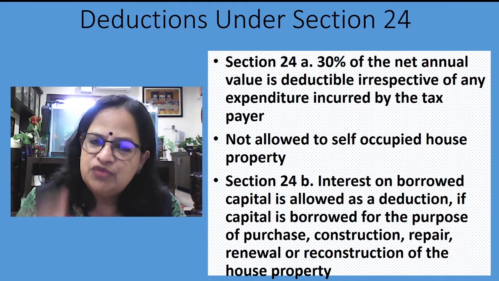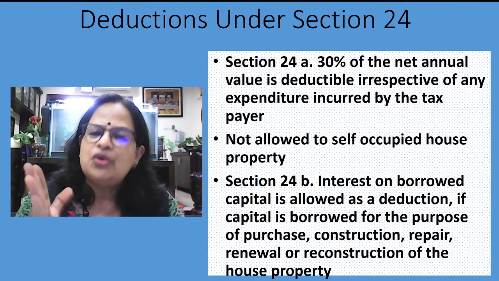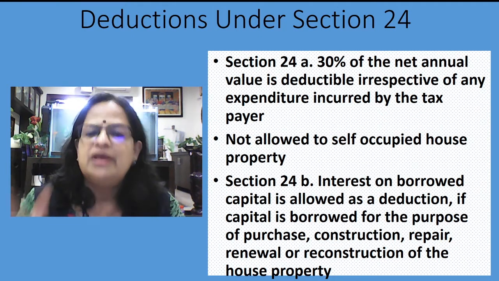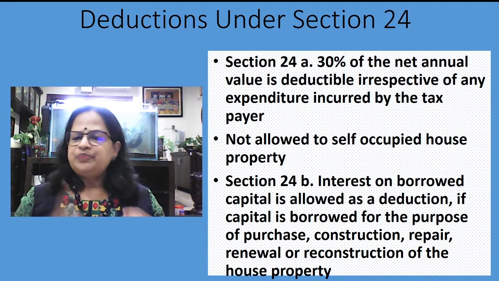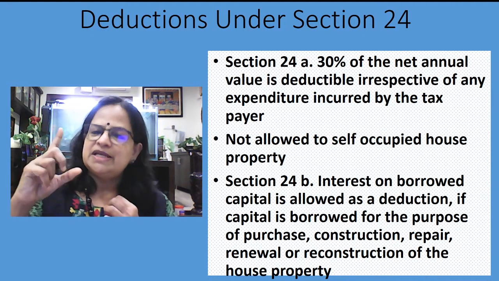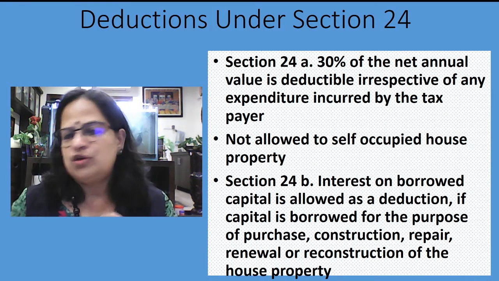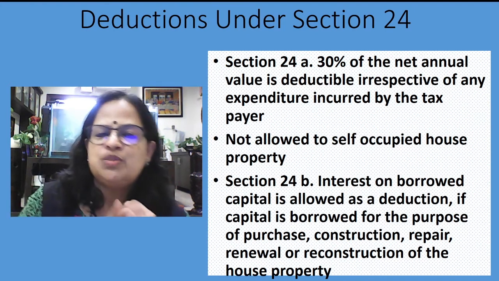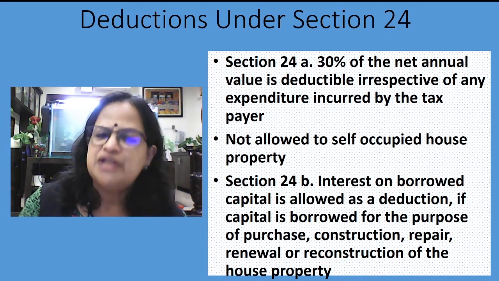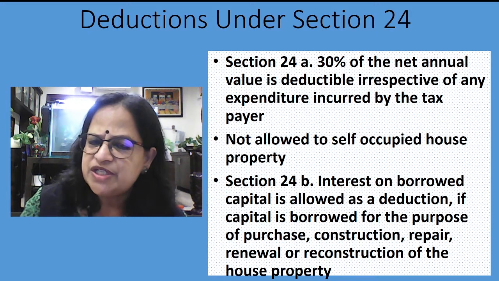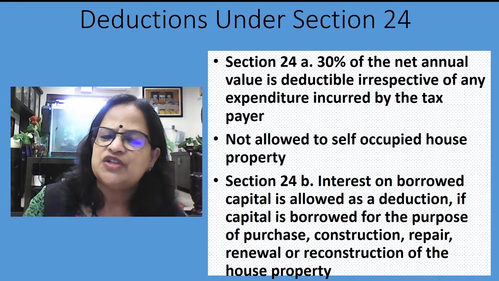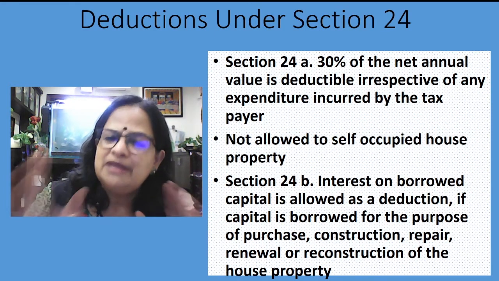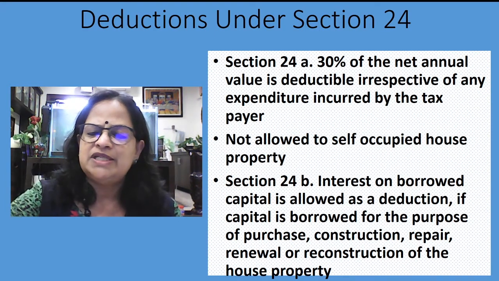Now section 24B: interest on borrowed capital is allowed as a deduction if the capital is borrowed for the purpose of purchase. It is allowed for both self-occupied and let out house property. So if the capital is borrowed for purchasing a land, purchasing a house property, constructing a house property, repairing a house property, renewal or reconstruction, anything. So this can be anything. Again, I have explained with the help of a chart also.